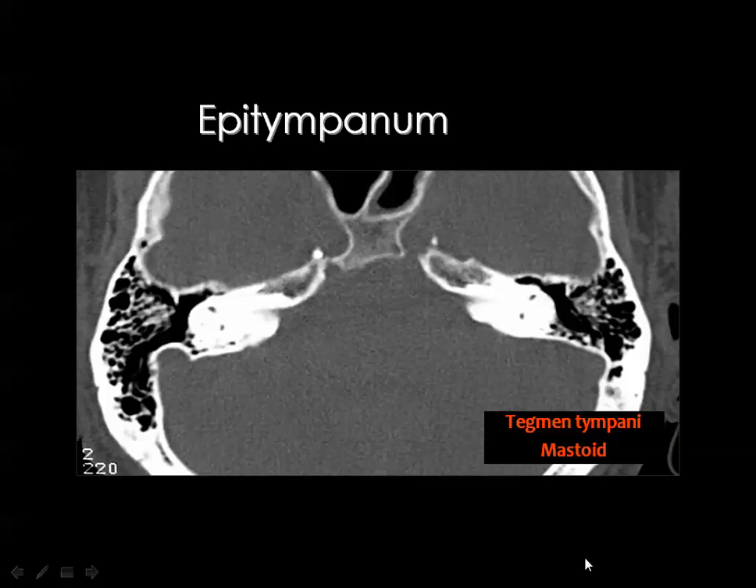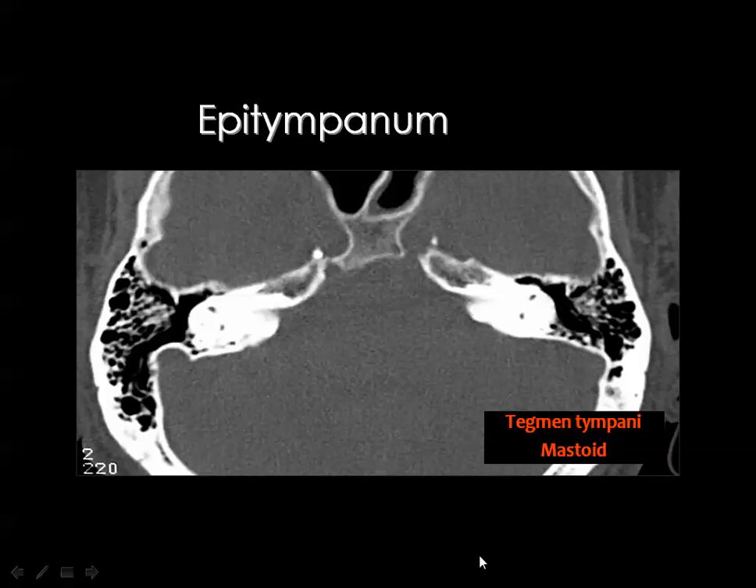Then if you go above the ice cream cone, you see nothing. You see air only in the middle ear cavity. And this air is separated from the brain by this bony ridge, which is known as the tegmen tympani. The tegmen tympani separates the middle ear cavity from the brain. Above the ice cream cone, there is only air.